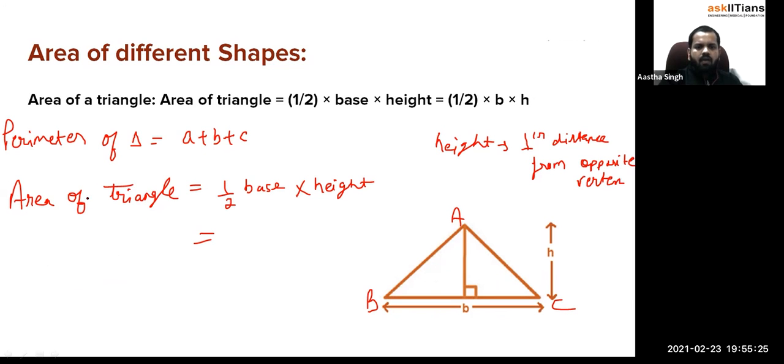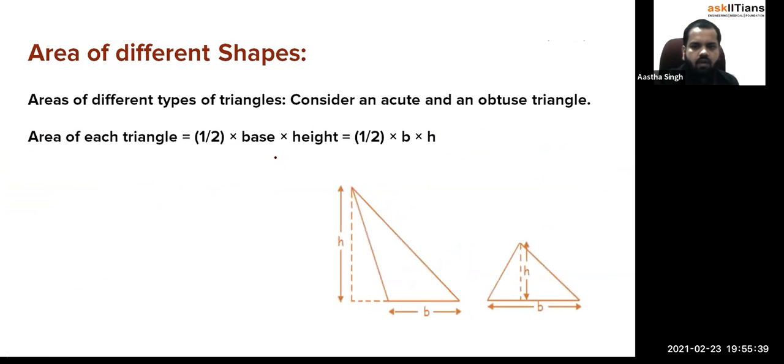It will be more clear while we do some numericals, right? So just for now, keep in mind the basic formulas: the perimeter of any triangle is equal to A plus B plus C, and the area of a triangle is equal to half base into height. Okay, areas of different types of triangle, right? Consider acute and obtuse. Earlier we have discussed, right?